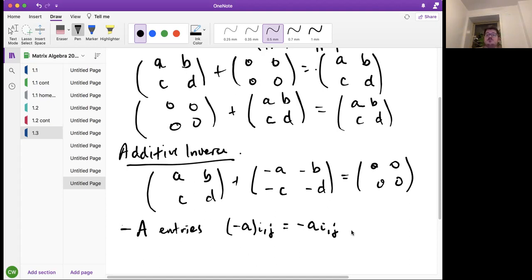Addition is pretty straightforward, but multiplication isn't, so I'm going to talk more about that. But I just want to make sure, is everything okay with addition? Any questions?